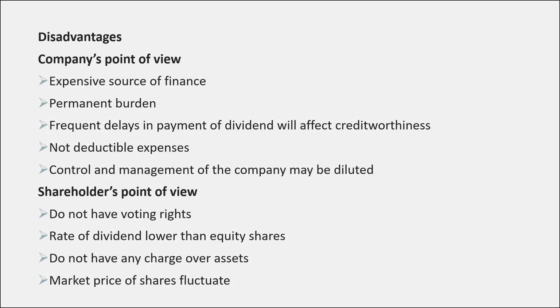Then the dividend rate is lower than that of equity shareholders. The dividend payable on preference shares will be lower than on equity shares, and also they have no rights on the surplus assets of the company like equity shareholders. Sometimes the market prices of preference shares may fluctuate more than those of debentures.